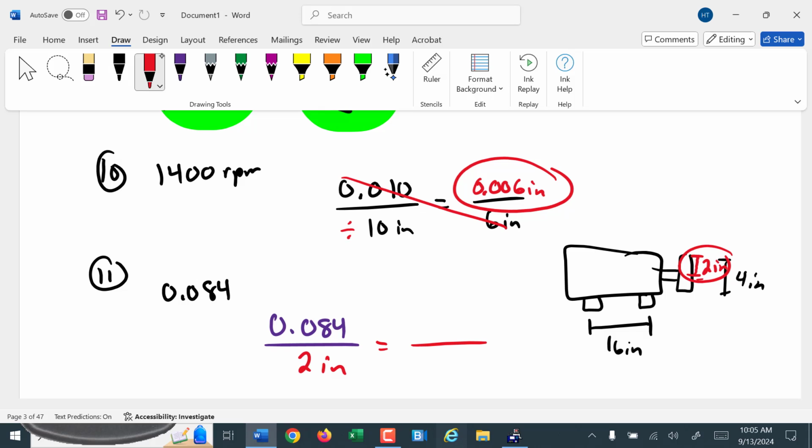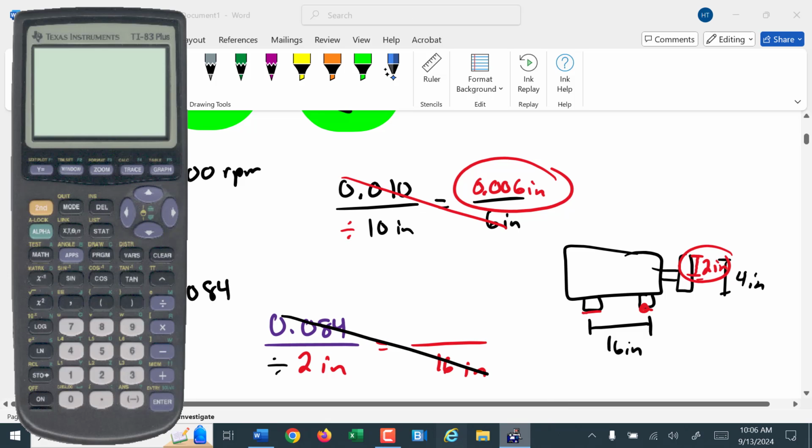We need to know then how far do we have to shim it on a 16-inch. We're going to be shimming here probably and pivoting there. So then again, it's cross multiplying. What numbers get multiplied? You got it. 0.084 times 16 and divided by the 2.